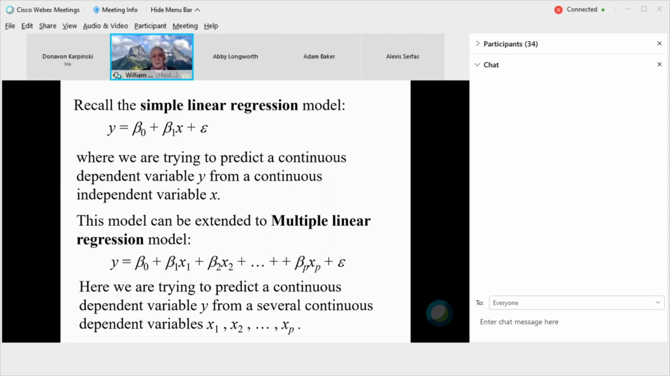So in simple linear regression, you have a continuous dependent variable y and predictor variable x, the independent variable, and you have this equation that relates y to x. That can be extended to where you have more than one predictor variable. That then gives you the multiple linear regression model.